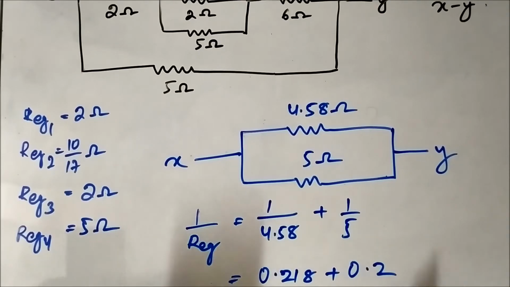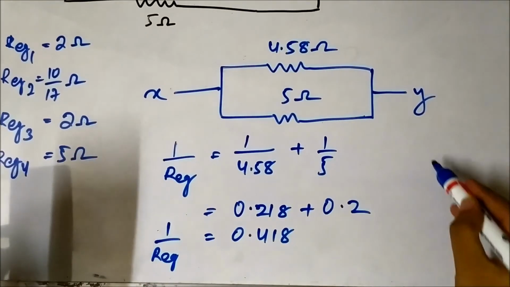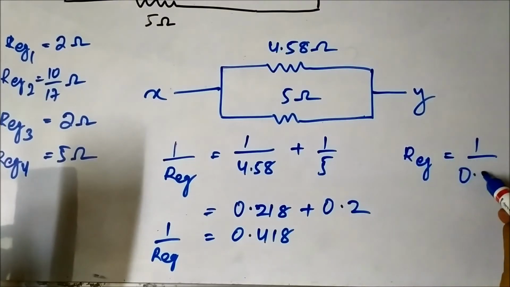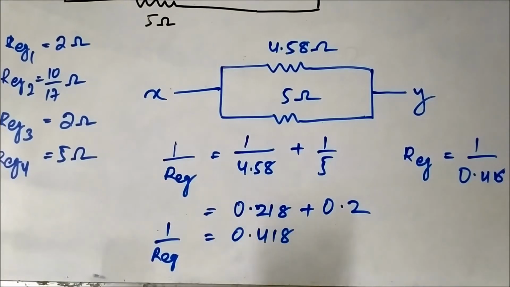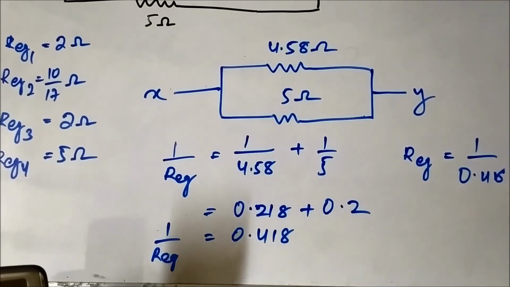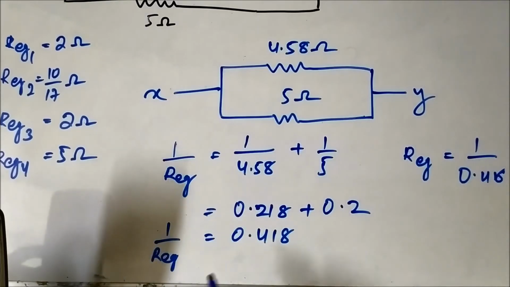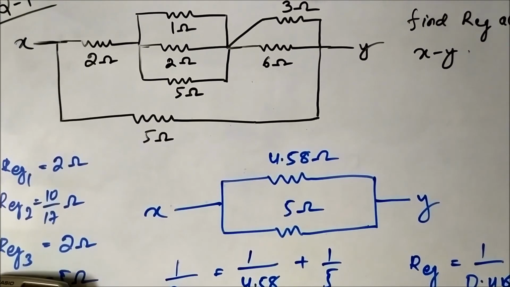Do not write it as R equivalent because it will be wrong. So R equivalent will be 1 by 0.418, which is 2.39 ohms, or we can write it as 2.4 ohms. So this is the total equivalent resistance of this entire circuit.